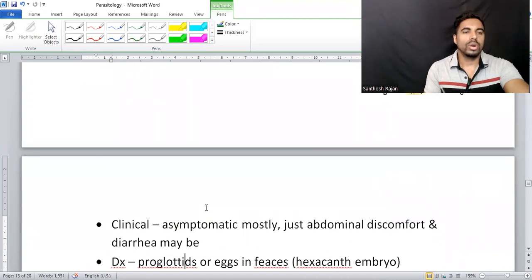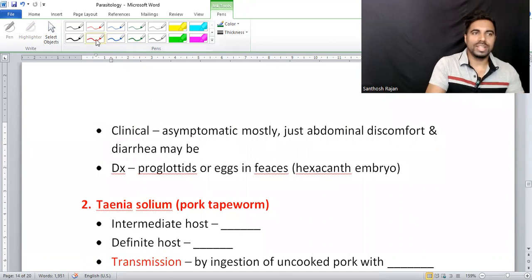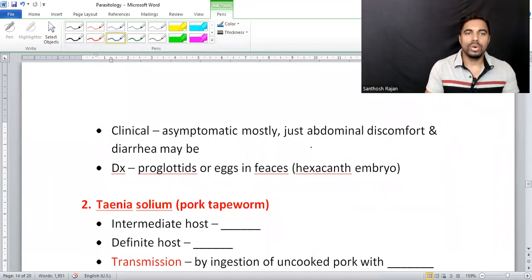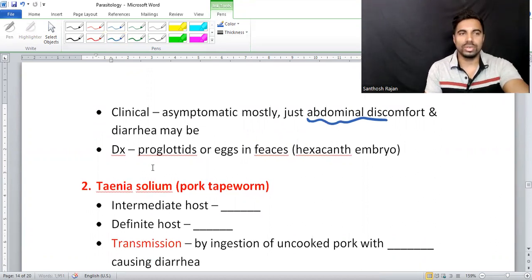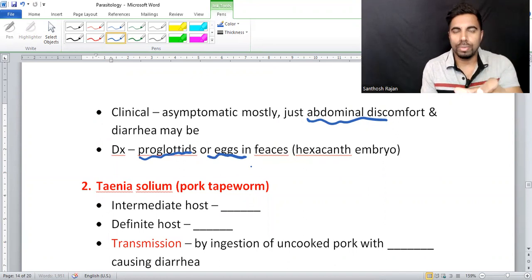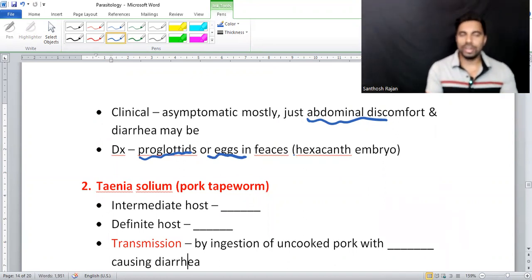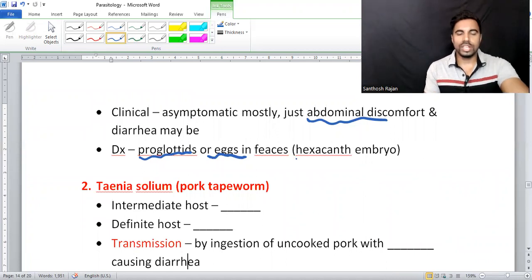Clinically, usually saginata is asymptomatic. It doesn't cause much symptoms. Only thing is that you'll have abdominal discomfort and diarrhea. So saginata is not that dangerous. Usually in stool, patient will say kuch white color, aise patch, like a tape, jaisa dekh raha hai. Or you do a microscopy stool wet mount, you might see egg in the feces, hexacanth embryo we call. Okay, that is for the saginata.